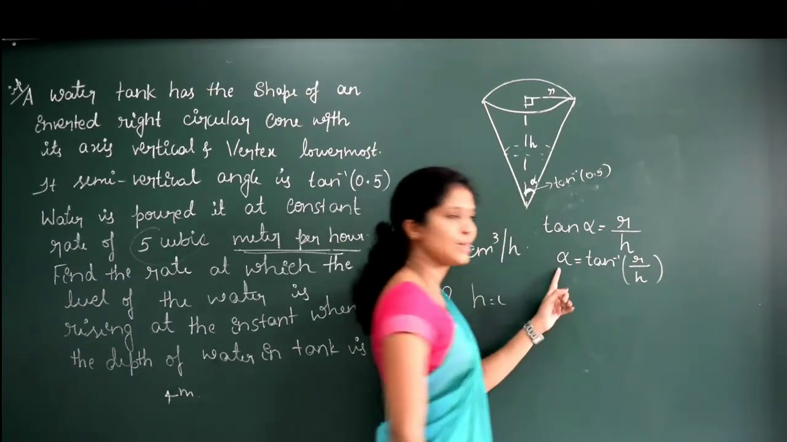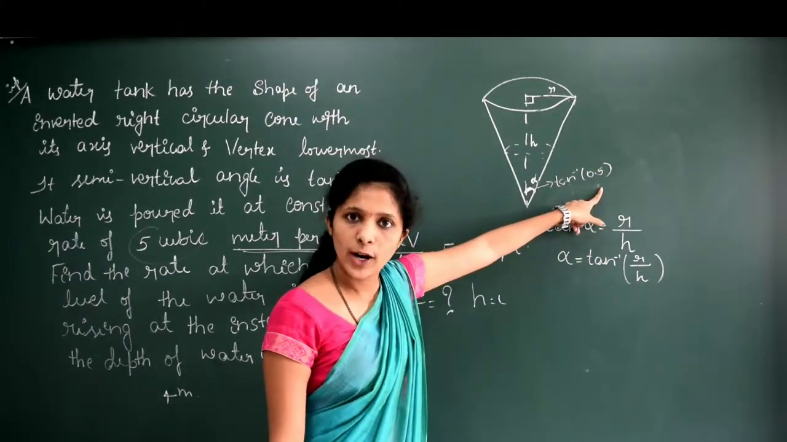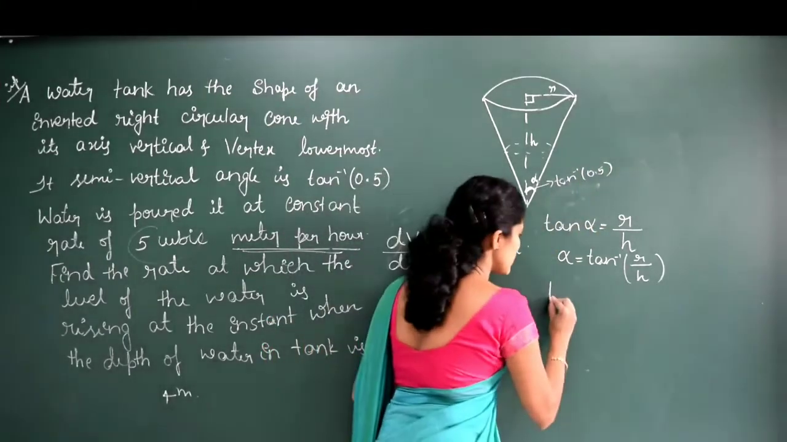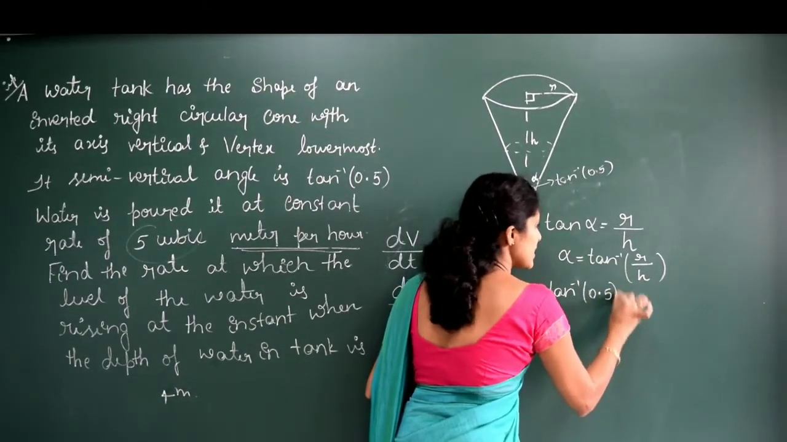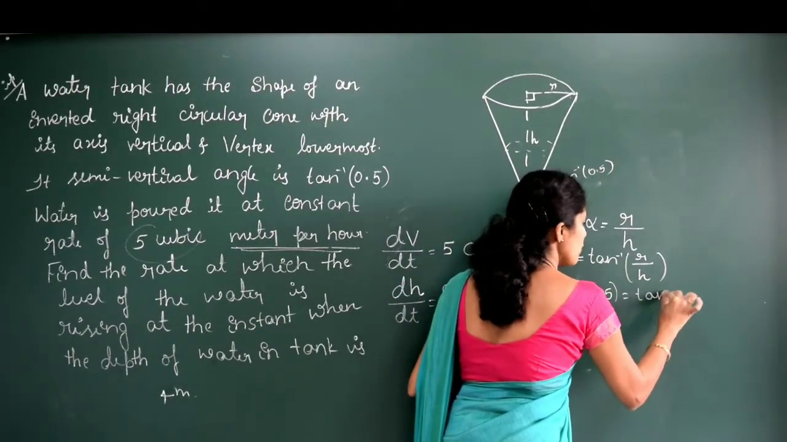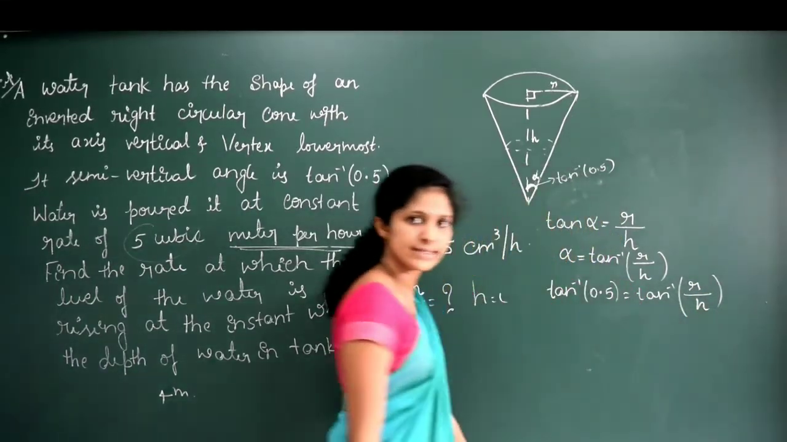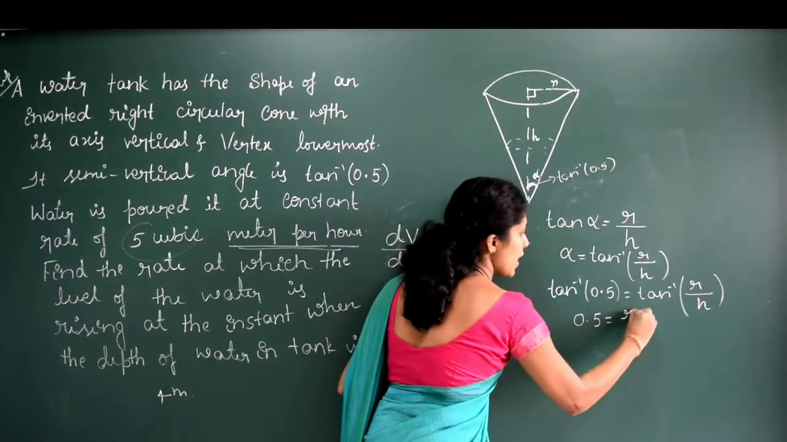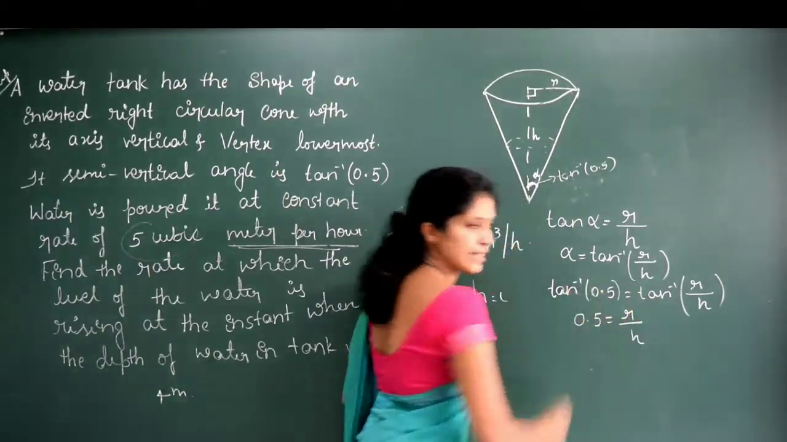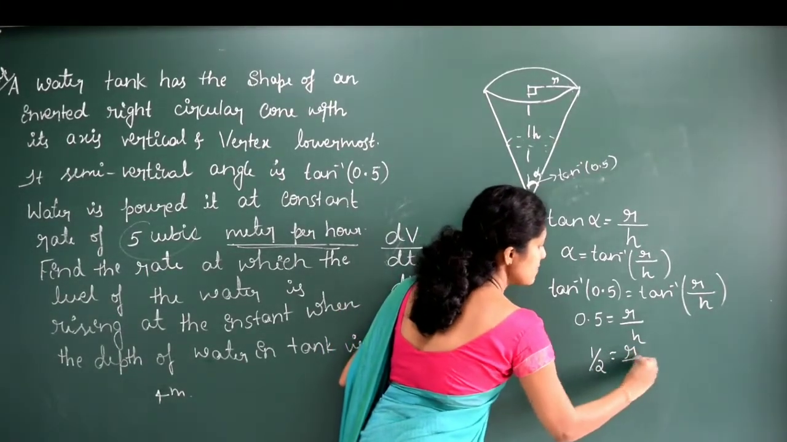Already the value of alpha is given, right? Alpha is tan inverse of 0.5. We will substitute that, so tan inverse of 0.5 is equal to tan inverse of r by h. I can cancel tan inverse and tan inverse, and it remains 0.5 is equal to r by h. Is it clear? Or else I can write 1 by 2 is equal to r by h.